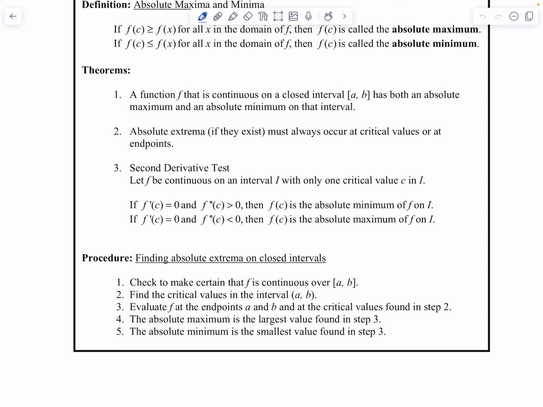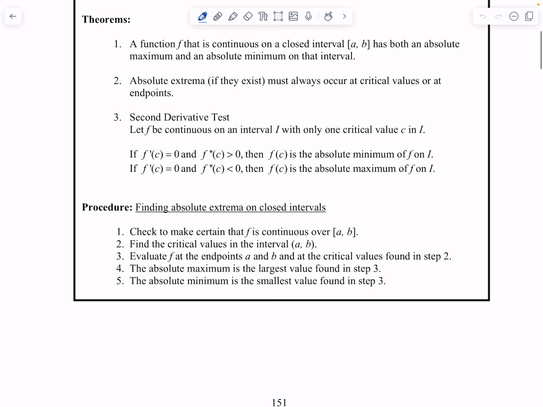If f is continuous on an interval and it has one critical value c, then if the first derivative is 0 and the second derivative is greater than 0, so it's positive, then that means f of c is the absolute minimum of f. If our first derivative is 0 and our second derivative is negative, then f of c is the absolute maximum. So that's the second derivative test we can use.